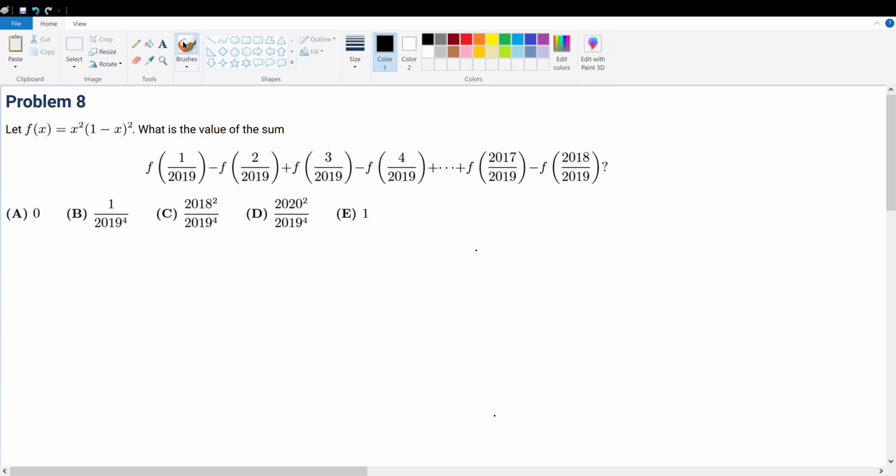Problem 8. Let f of x equal x squared times (1 minus x) squared. What is the value of the given sum? So when you have a series where there's a very evident pattern, chances are the numerical quantity at the very end will be very simple, like 0 or 1.